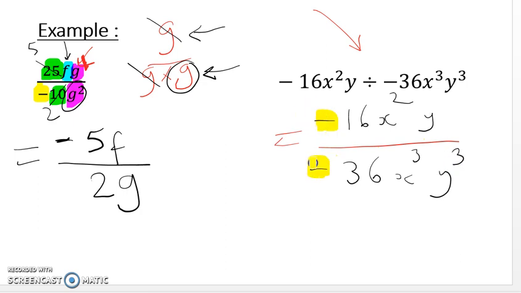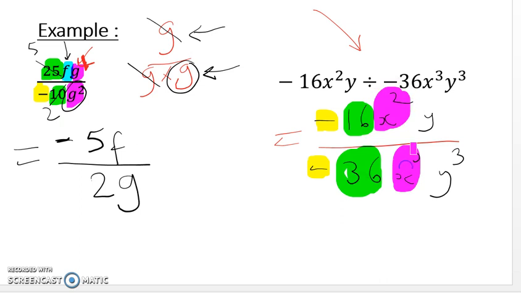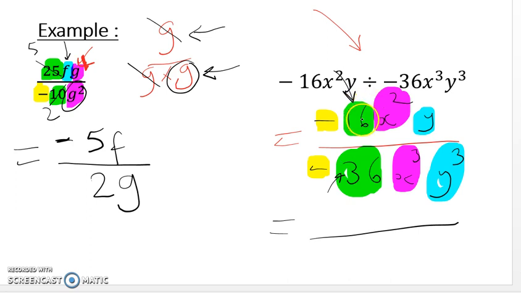Color code everything. I feel like I'm painting. Alright, so let's break it all down. Two negatives make a positive. The highest common factor of 16 and 36, well, I think that's 4. 8 can't go into 36. So 4 goes into 16 4 times, and 4 goes into 36 9 times.